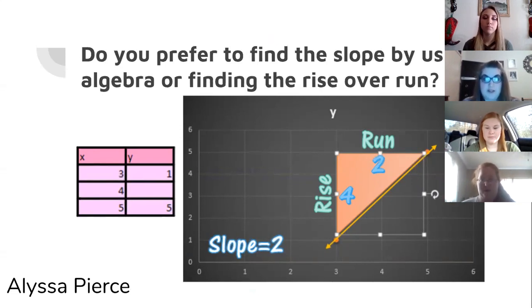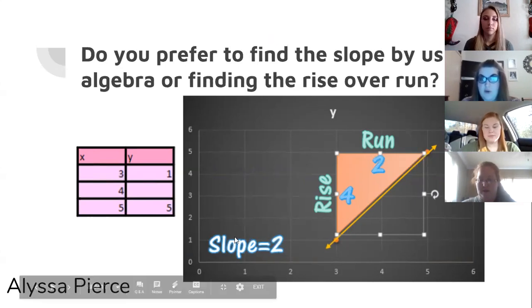So you can visibly see the rise is 4 and the run is 2. So whenever you're dividing, you put rise over run. So 4 divided by 2 makes the slope 2.